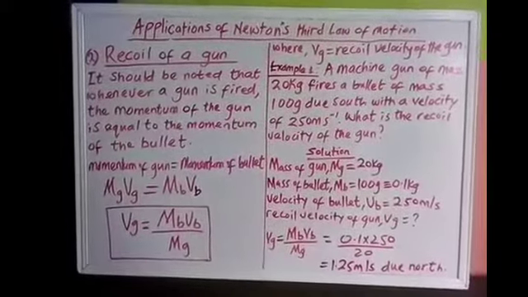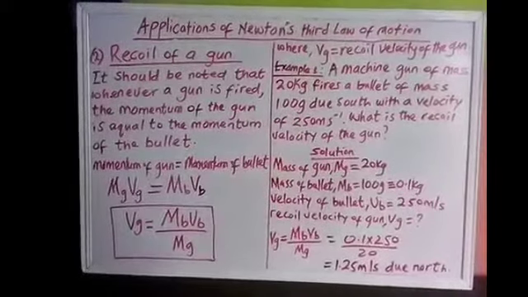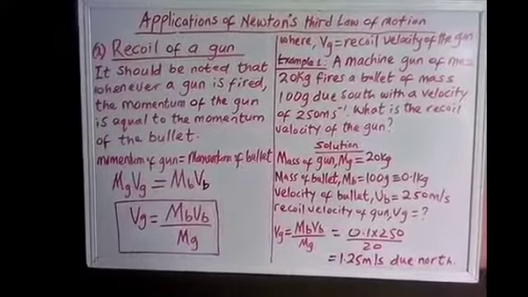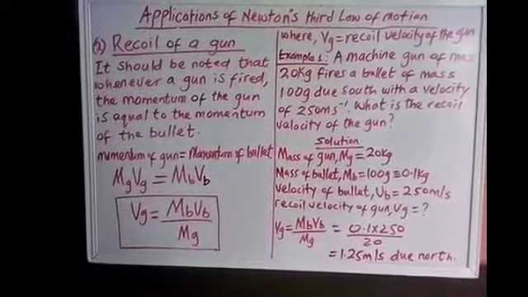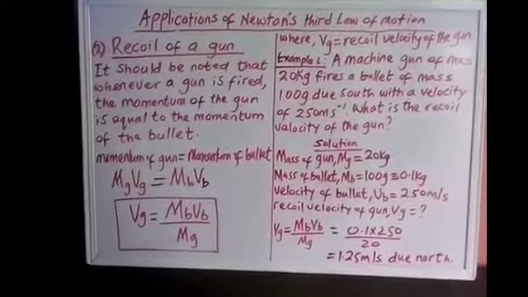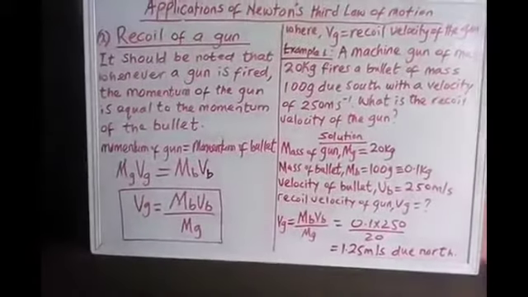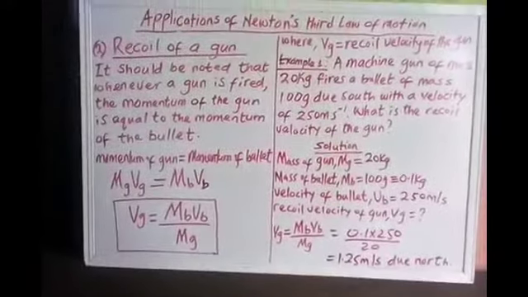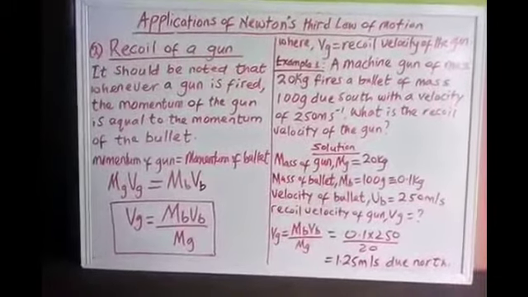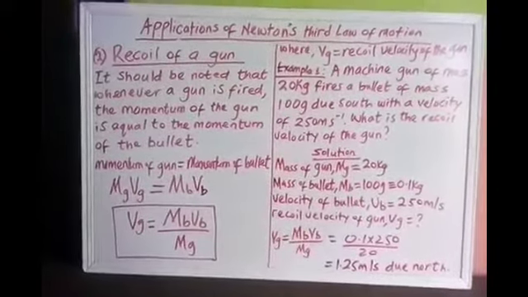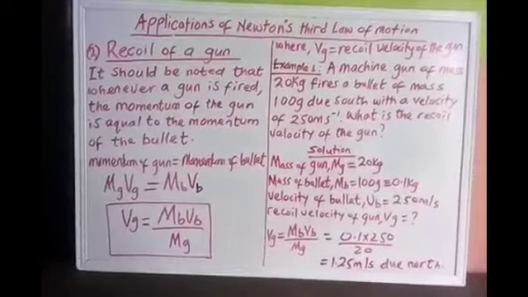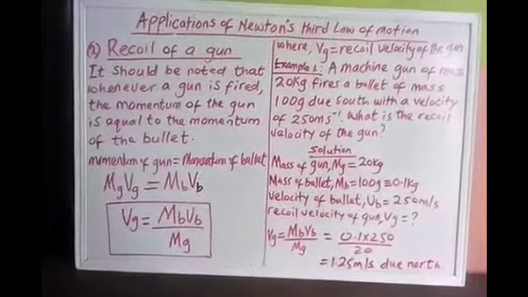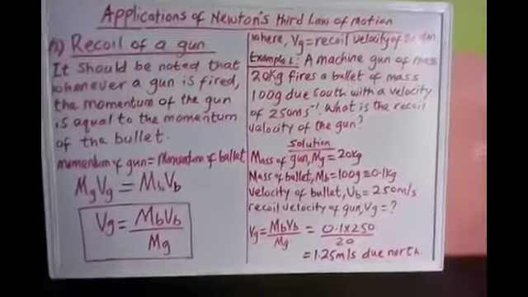And we know that momentum is mathematically defined as the product of the mass of a body and its velocity. So from there, we have mg vg equals mb vb. Making vg the subject of the formula, we have vg equals mb vb all over mg, where vg is what we call the recoil velocity of the gun, mb is the mass of the bullet, vb is the velocity of the bullet, mg is the mass of the gun. From here, we take example number 1.